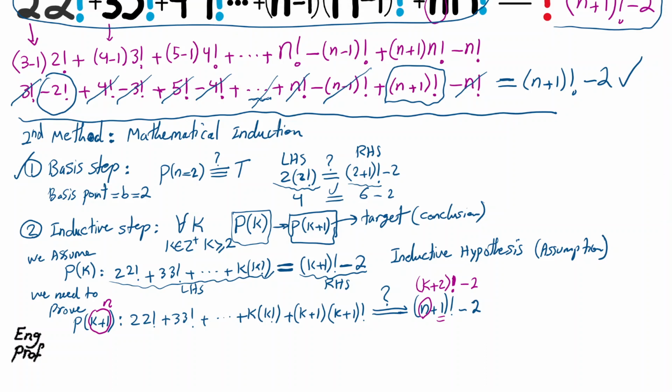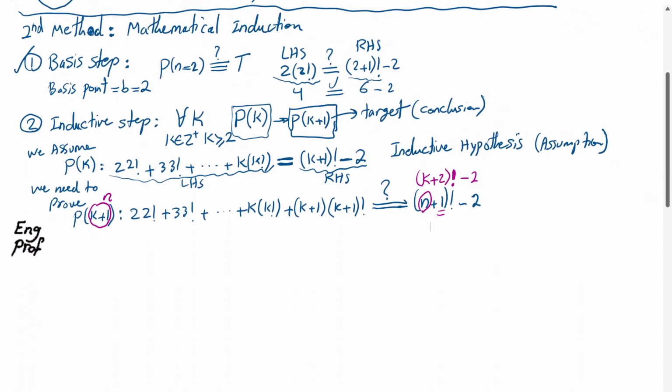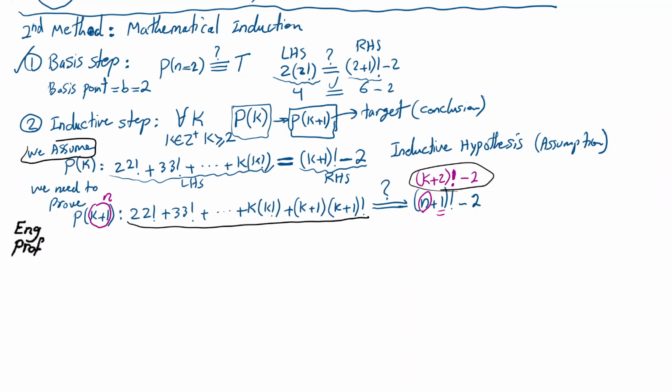Alright, I am trying to now show that the left hand side is equal to right hand side. That's my target. To prove that, I'm going to rely on the assumption that we made, the inductive hypothesis assumption, which says this is equal to that. Up to k times k factorial equals k plus 1 factorial minus 2. What is that? That is here.